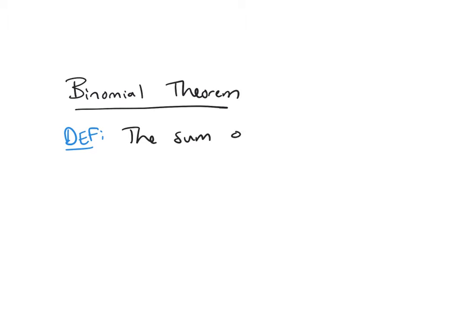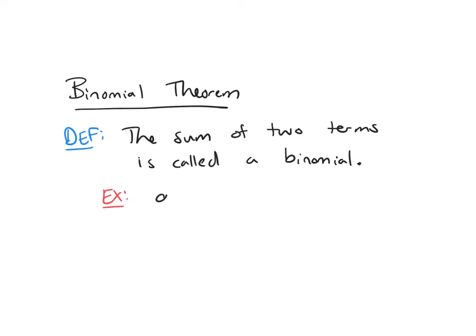So now we're going to start discussing the binomial theorem. We're going to start with the definition. The sum of two terms is called a binomial. Here's an example. If I say a plus b, it's a sum of two terms, so we would call that a binomial.